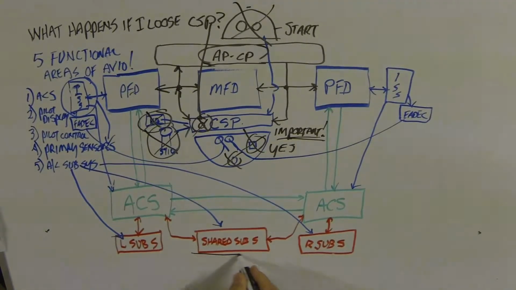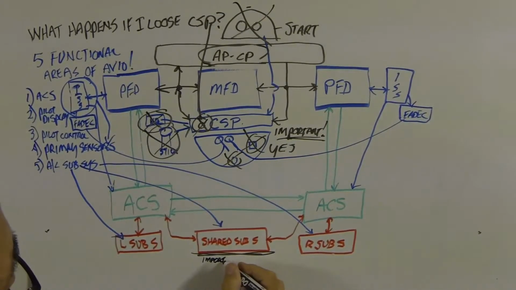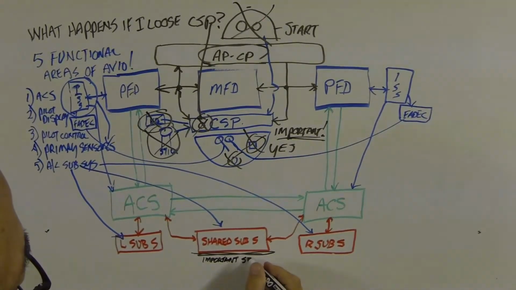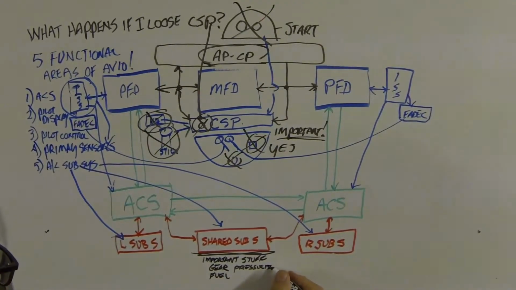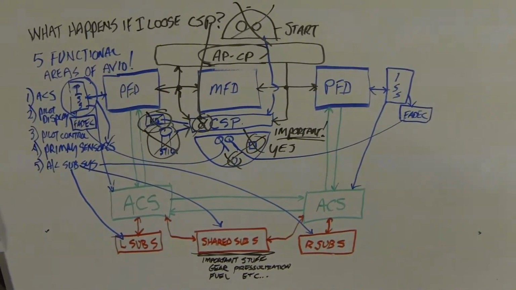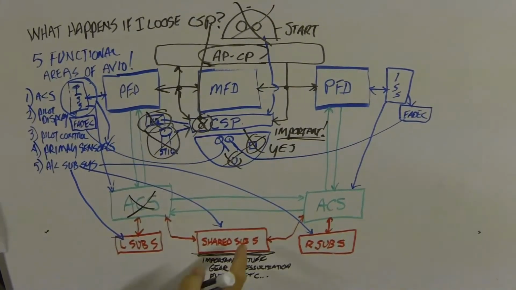All right, what about shared subsystems? Well, these are the important items. So think of some important stuff you don't want to be without. Gear, fuel, pressurization, and on like that. So those are the types of things that are below the subsystems. I don't expect you to memorize or know exactly what's below shared or left or right subsystems. But I do expect you to know that if I lose a left ACS, then I'm going to be able to still control shared systems.